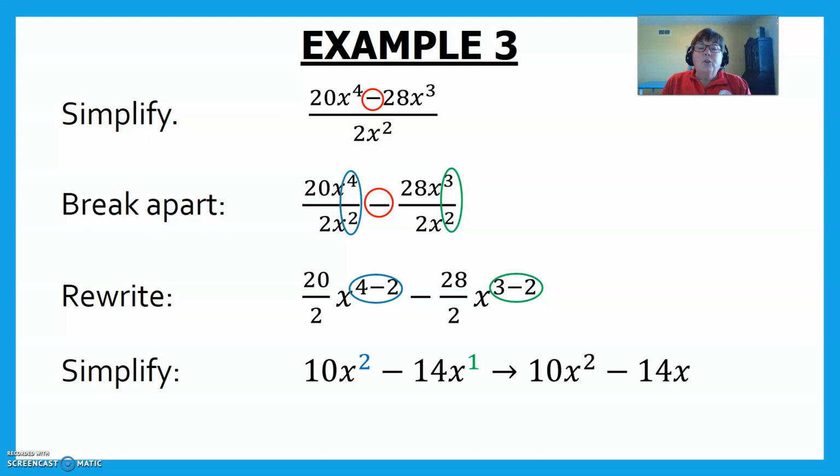Well, 20 over 2 is 10. X to the 4 minus 2. Well, 4 minus 2 is 2, so it's x squared. And then 28 divided by 2 is 14. X to the 3 minus 2 is 1, so I get minus 14x to the first. And again, that's kind of like slang math. So proper math would be not to write that exponent of 1. And so it would be 10x squared minus 14x. So we just clean it up a little bit so that it looks correct. So again, break apart, rewrite, simplify.